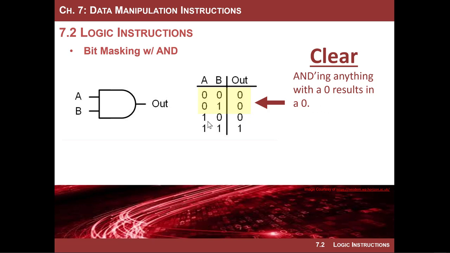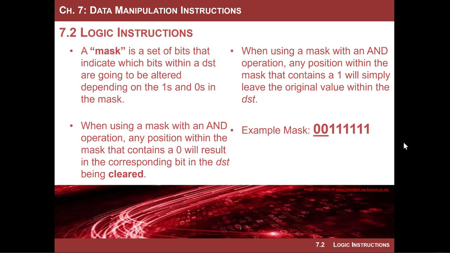But what's really nice about this is, if we AND anything with a 1, you get the same result. For example, if I took this 0 right here and ANDed it with a 1, the result is a 0. But if I took a 1 and ANDed it with a 1, the result is a 1. So if I look at these two values in column B, they are both ANDed with a 1 and they result in the same value. So if you AND anything with a 1, it has no impact on the actual result, okay?